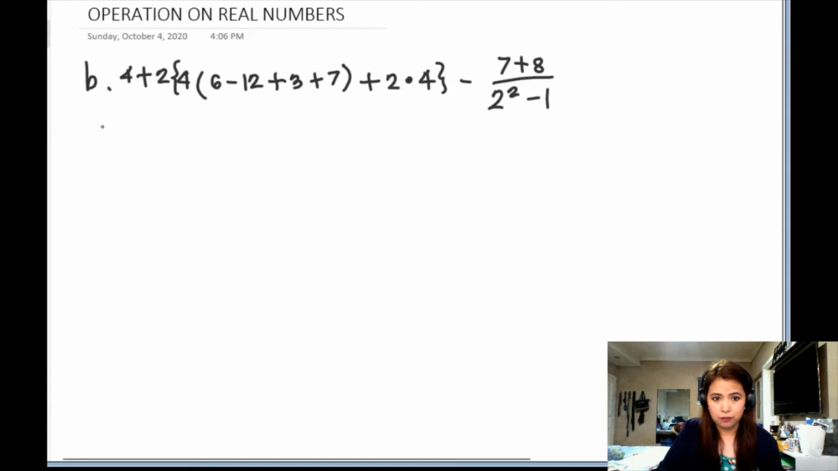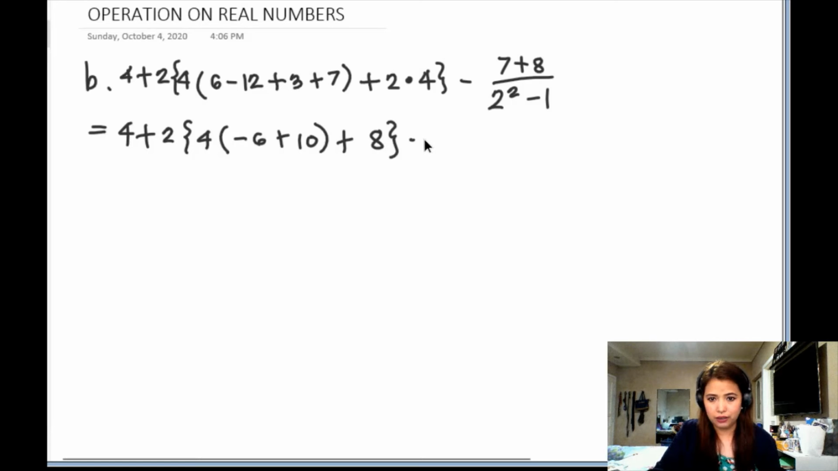Again, we have to perform first those inside the grouping symbol. So that is 4 plus 2, and then we copy 4, and then perform those numbers inside the parentheses. So we have 6 minus 12 is negative 6, and then 3 plus 7 is 10. And then plus, performing 2 times 4, that is 8, and then we close. Then minus, 7 plus 8 is 15, over 2 squared is 4, and then copy minus 1.